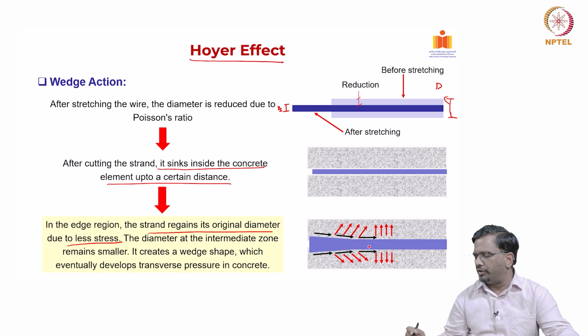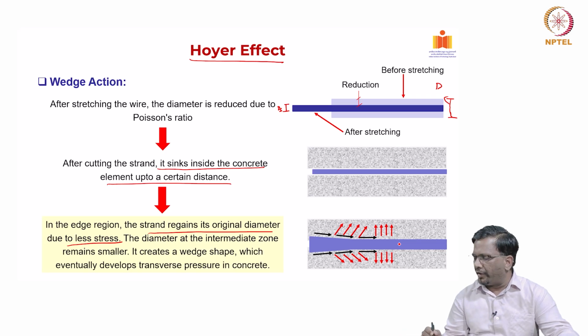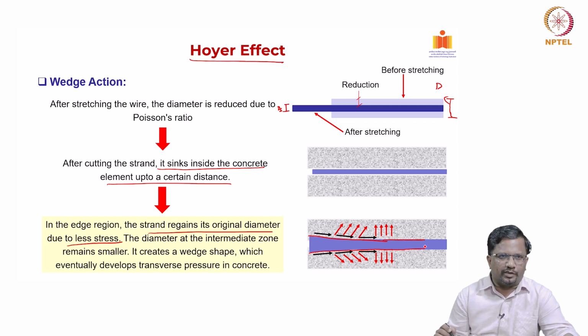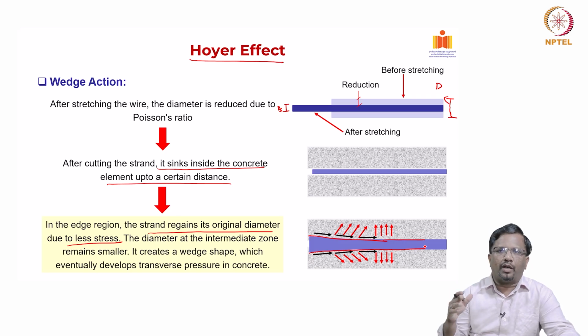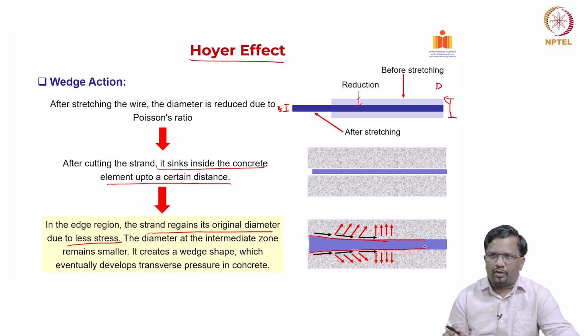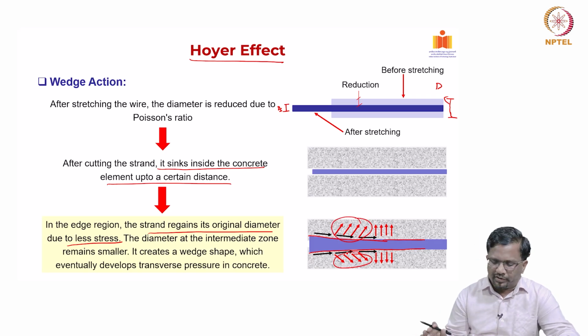Because of this change in diameter, from higher diameter to lower diameter, it creates this kind of wedge action, which eventually helps in putting the inclined compressive stress on the concrete, that is what you see here. So, this is how the pre-stress is developed in the concrete in a pre-tension system.